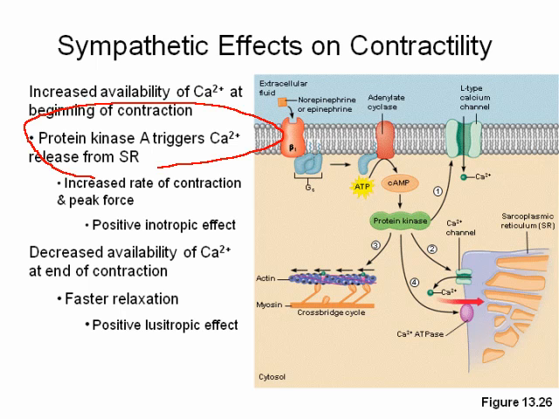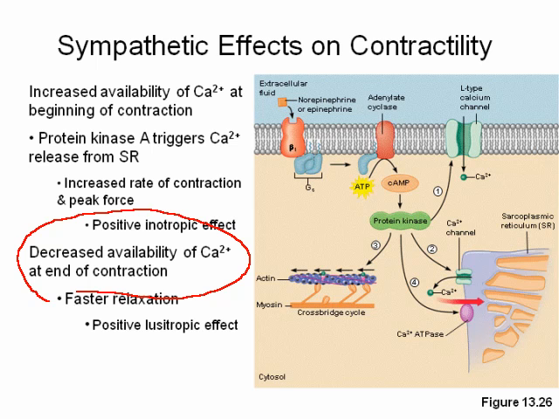So protein kinase A is going to trigger calcium release from the sarcoplasmic reticulum. It's going to increase the rate of contraction and peak force. This is referred to as the positive inotropic effect. And notice it is not spelled I-O-N-O. It is I-N-O. It is not ionotropic. It is inotropic. This refers to force of contraction. And decreased availability of calcium at the end of contraction by working on the SERCA pump. So we have faster relaxation. This is called a positive lusotropic effect.